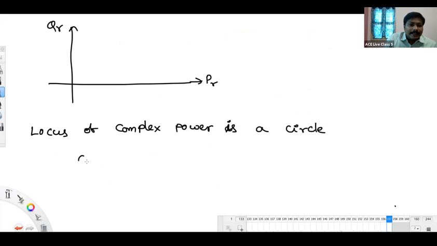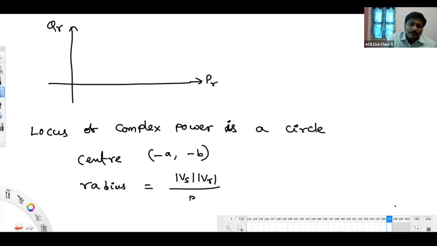So I will write center: minus A comma minus B, radius: which is mod Vs into mod VR by mod B. Center is minus A, minus B. Radius will be mod Vs into mod VR by mod B. Okay, done.